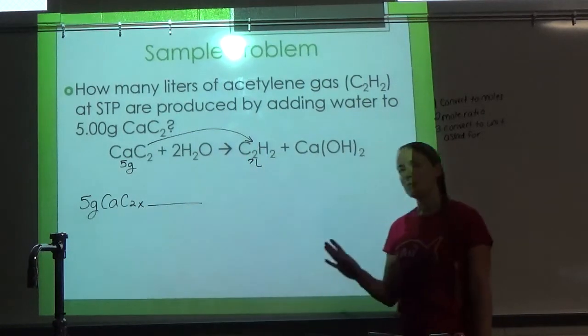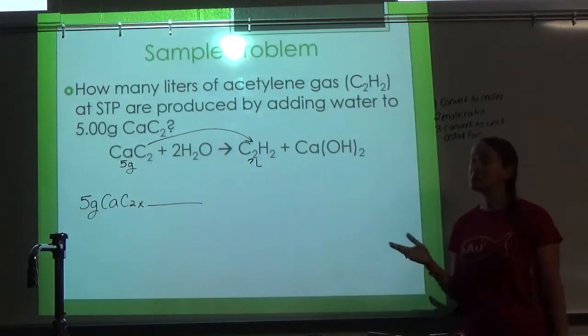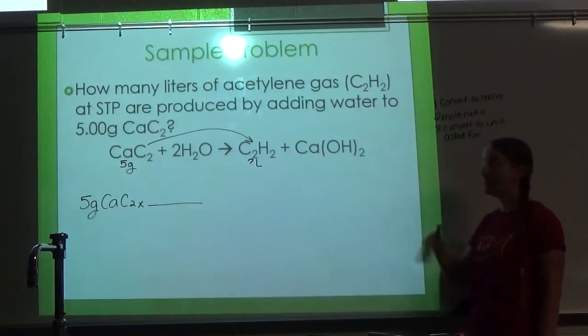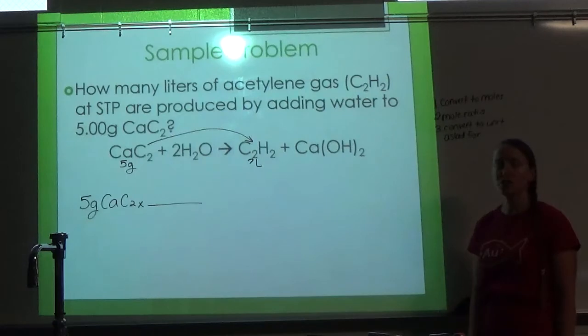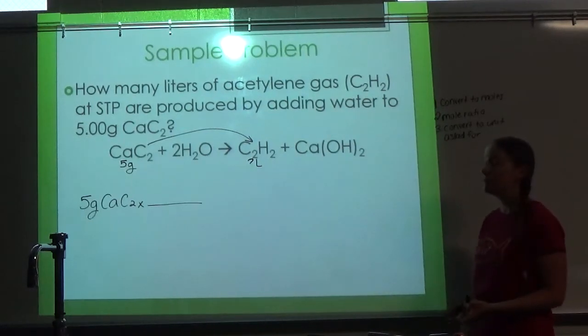Alright, so we'll go really slow. Sometimes it takes people a couple of tries to get what I'm doing on this. Step 1 is to convert to moles. We have grams. So how do we convert grams to moles?